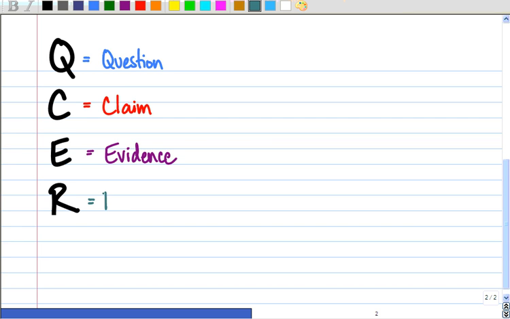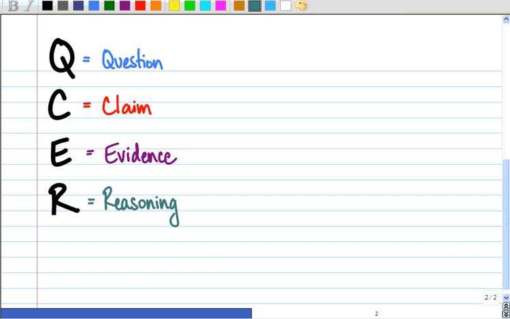But the R stands for the reasoning. So what's the science behind the evidence that you found? And sometimes you have to look that one up, depending on what the experiment is. So question, claim, evidence, reasoning. It's a really nice way to go through an experiment. Let me give you an example of a QCER experiment. Actually, a really funny one that I found online.